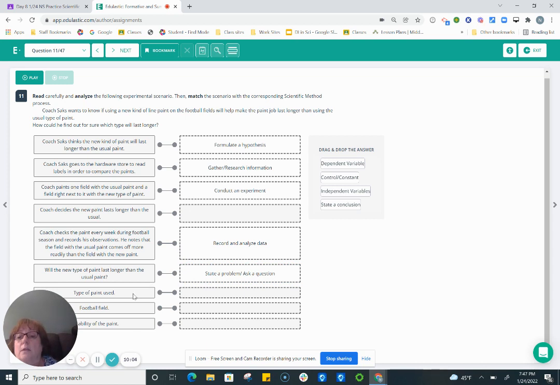The type of paint used would be the independent variable because that's what he's changing. The football field would be a constant. The durability of the paint would be the dependent variable. Deciding that the paint lasts longer would be his conclusion.